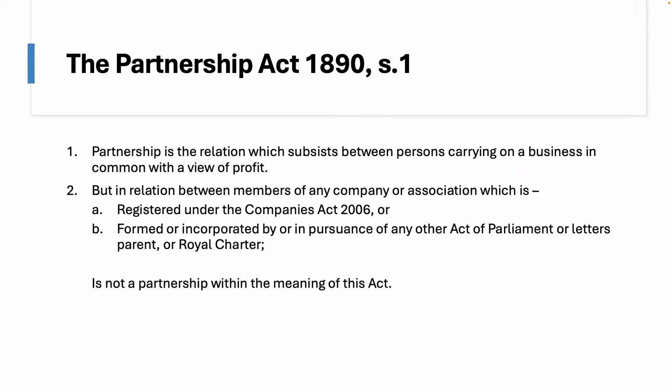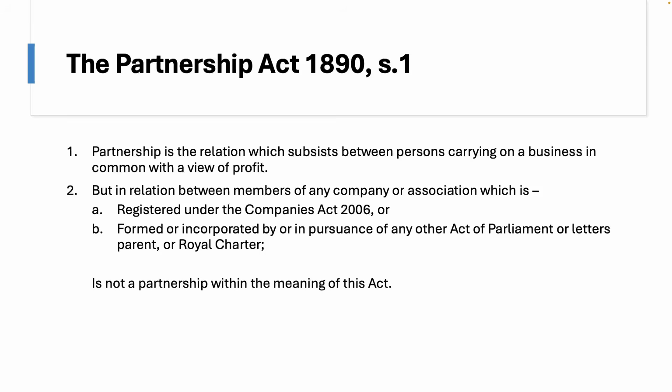There is some legislation that underpins the regulation of partnerships. The 1890 Partnership Act defines in Section 1 what a partnership in fact may be. And they say that, quote, a partnership is the relation which subsists between persons carrying on a business in common with the view of profit. They then carry on and say that, but in relation between members of any company or association which is registered under the Companies Act 2006, or is formed or incorporated by or in pursuance of any other Act of Parliament or letters patent, for example, like a royal charter, is not a partnership within the meaning of this Act.